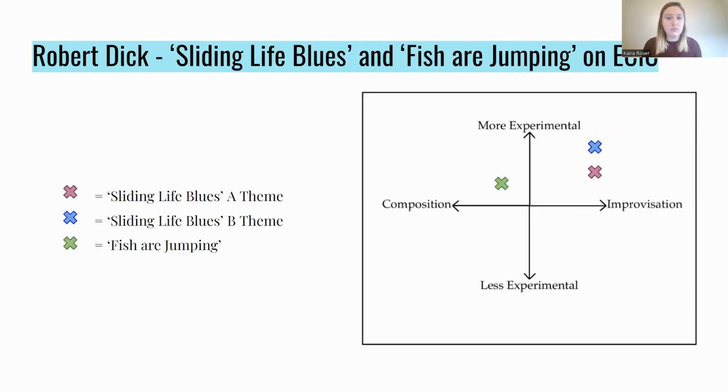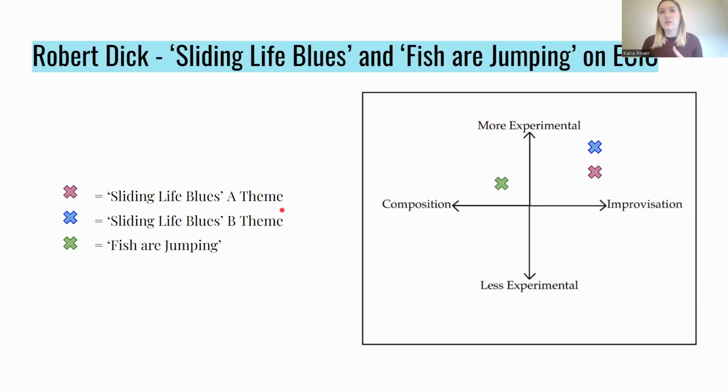Okay, so this is my initial analysis of the comparison of these two pieces. So we heard the A theme and then the start to the B theme, but we have the general idea of the B theme, and then Fish Are Jumping. So I split up Sliding Life Blues because these two themes are pretty drastically different, and we'll get into that in a second. But I placed the Sliding Life Blues A theme on the less experimental side. While it is still an experimental sound, comparatively to the B theme, it is a lot less experimental.